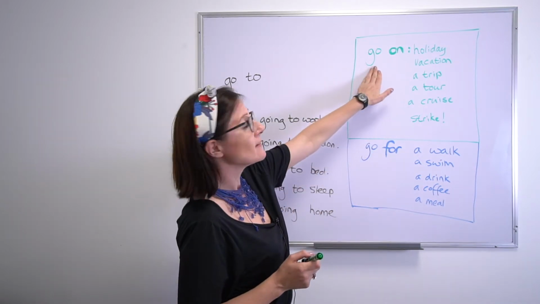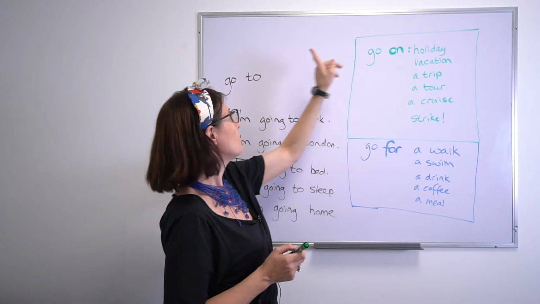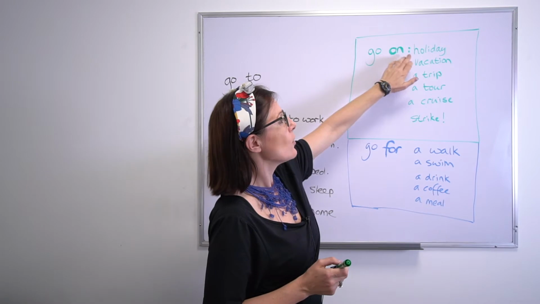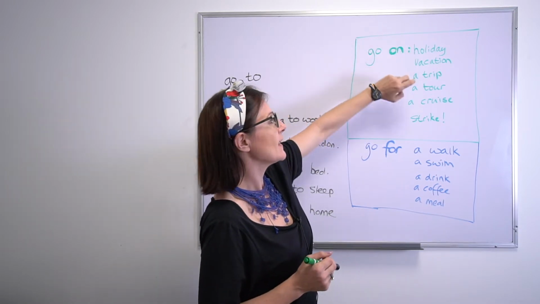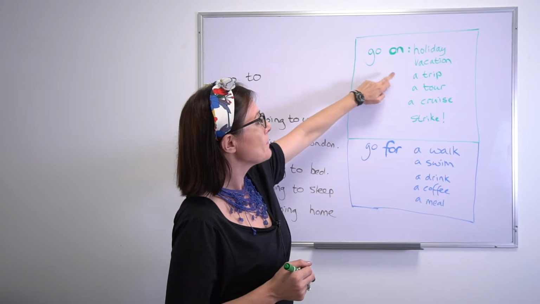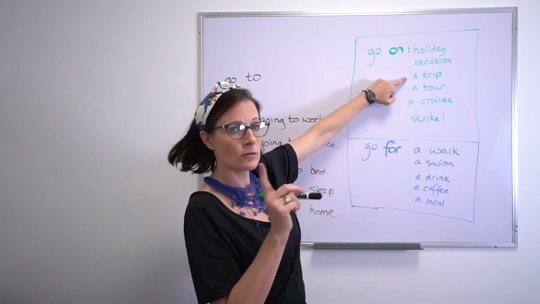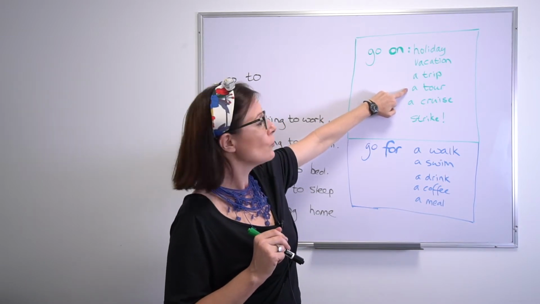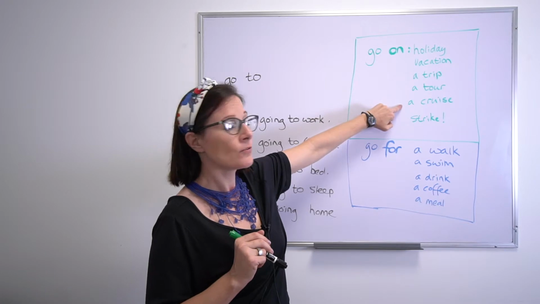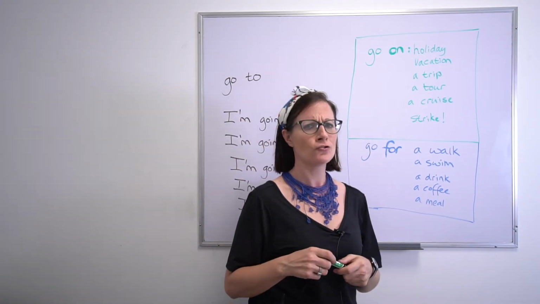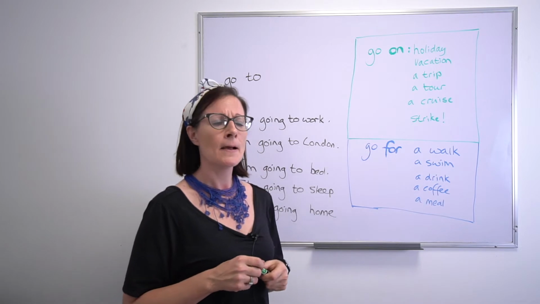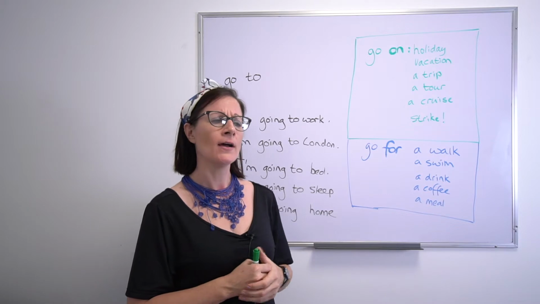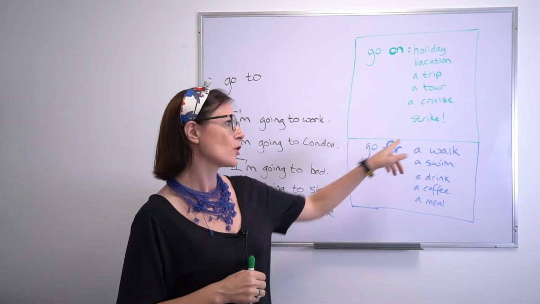However, go is sometimes followed by on, not by the word to. For example, I'm going on holiday, or in American English, I'm going on vacation. I'm going on a trip, not I'm going on a travel, I'm going on a trip. I'm going on a tour. I'm going on a cruise. Or it could be, I'm going on strike. To go on strike means that the workers are very angry about something and they are refusing to work until the problem is resolved. They are going on strike.